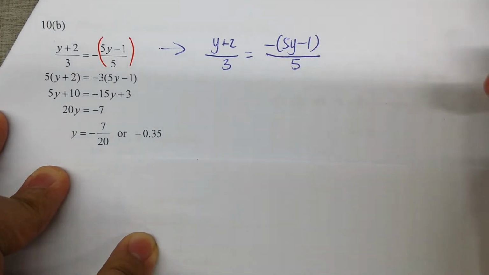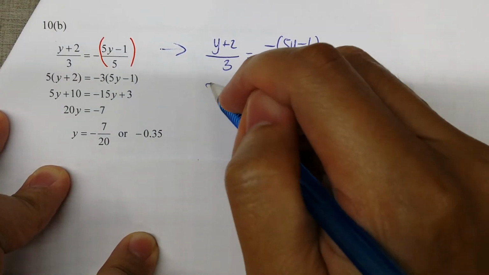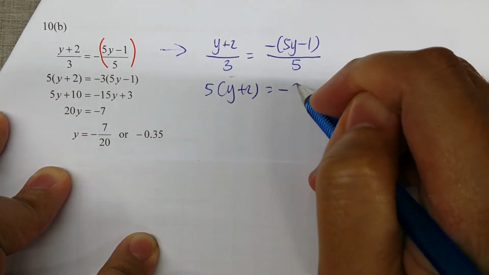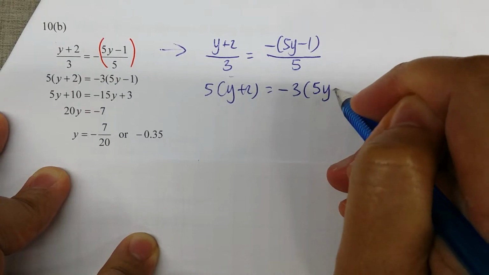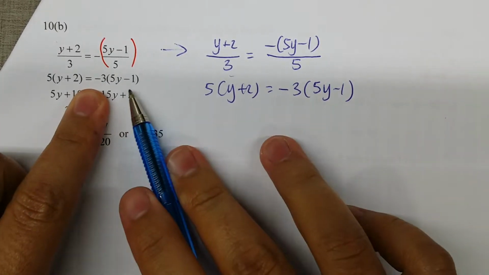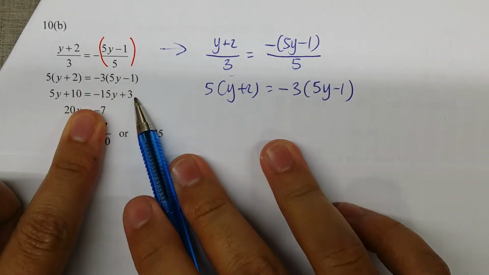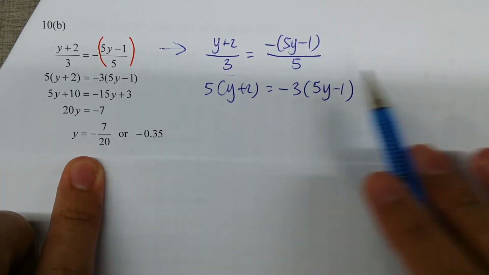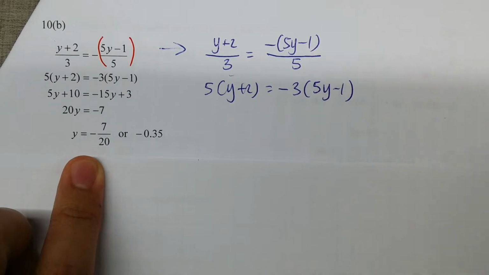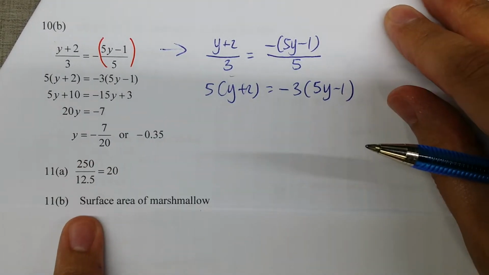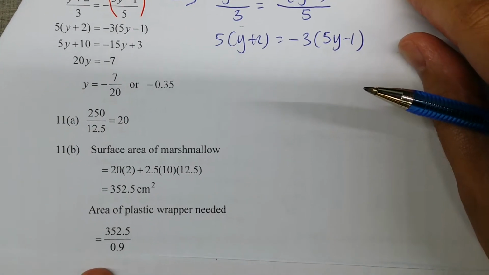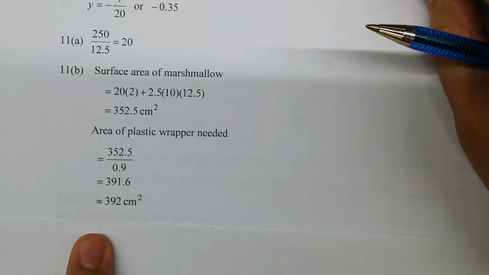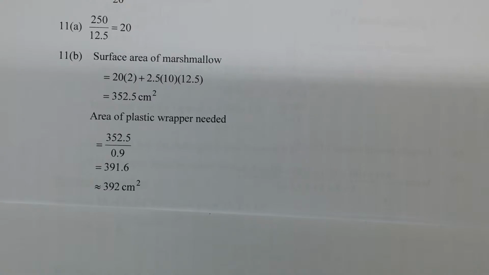Clear? Then you cross multiply. 5 goes on top, 3 goes on top on the other side. Cross multiply, then you get the same thing already. When you multiply in, you solve. Two answers, exact answers. Okay, get it? Next question, 11a, 11b. If you don't understand the solution, let me try to explain a bit.